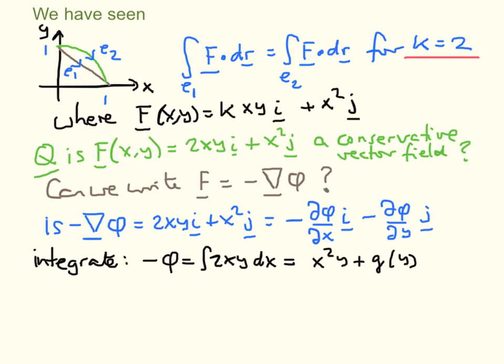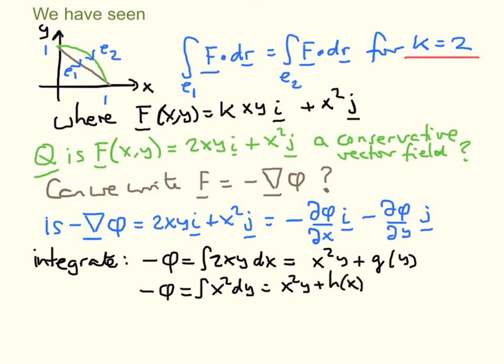So g of y involves things that depend purely upon y and things that are purely constants. Similarly, if we look at this and integrate it with respect to y, what we obtain is minus phi is going to be the integral of x squared with respect to y, so that's x squared y, plus terms that do not depend upon y but could depend upon x, so I'll call that h of x.